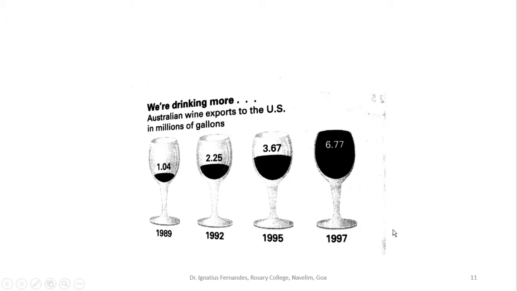This is another example of innovations in picture forms. This is showing Australian wine exports to the US in millions of gallons. In 1989 it was 1.04, in 1992 it is 2.25, in 1995 3.67 and so on. It gives a good idea of how the wine exports have changed. It has increased from 1.04 to 6.77, and it's a very interesting picture.